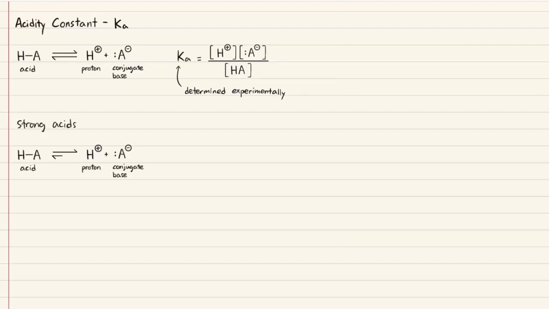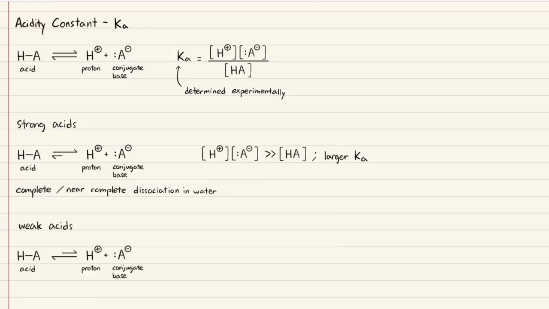Strong acids undergo complete or nearly complete dissociation in water. As a result, the concentrations of protons, H+, and the conjugate base, A-, are much higher than the concentration of the undissociated acid, HA, which leads to a large Ka value. Conversely, weak acids have incomplete dissociation in water, and as a result, the concentration of acid HA in solution is much higher than the concentrations of protons, H+, and the conjugate base, A-, which leads to a small Ka value. In summary, strong acids have large Ka values, Ka greater than 1, and weak acids have small Ka values, Ka less than 1.